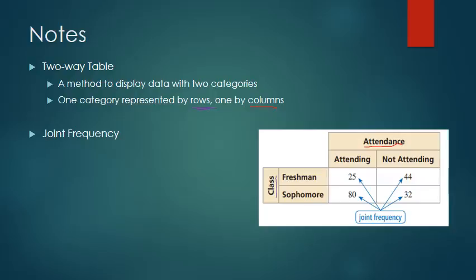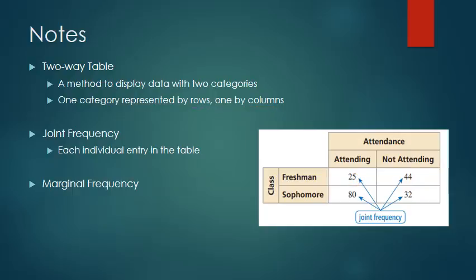Now, next word, joint frequency. So joint frequency literally just refers to the numbers in the table. So it's each individual entry in the table. So for instance, this 25 right here that I'm circling, that says that there's 25 freshmen who are attending. So that's how we can use those 2 categories. This one tells me about the class, that it's 25 freshmen. This tells me they are attending. All right, let's move on.